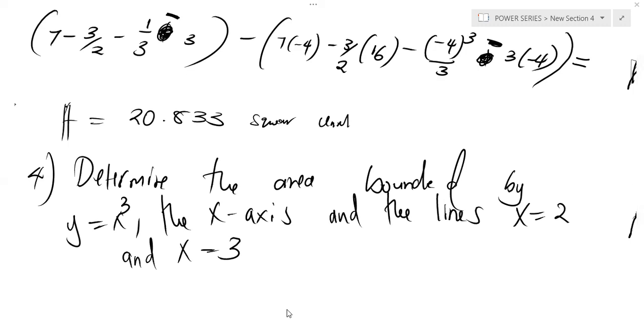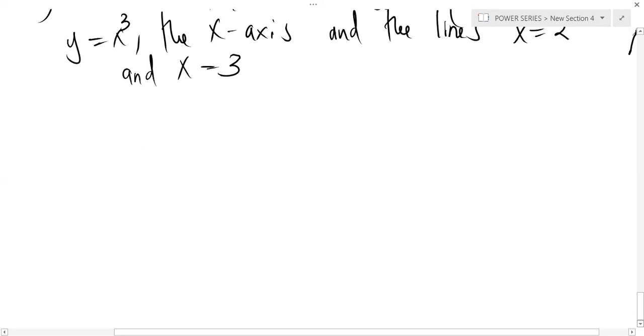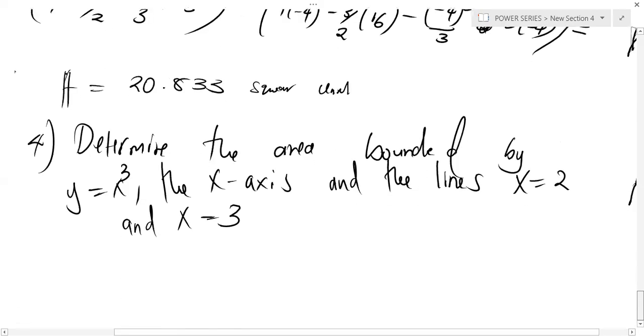Ndungu, you see the reason as to why you're sketching. Yes, you can work it out, but the reason as to why you're sketching is so that you get a clear picture of how exactly the area looks like. Let's say this is the question that I want us to do next. Determine the area bounded by y is equal to x cubed, the x-axis, and the lines x is equal to 2 and x is equal to 3. Now, Ndumu has asked a question.